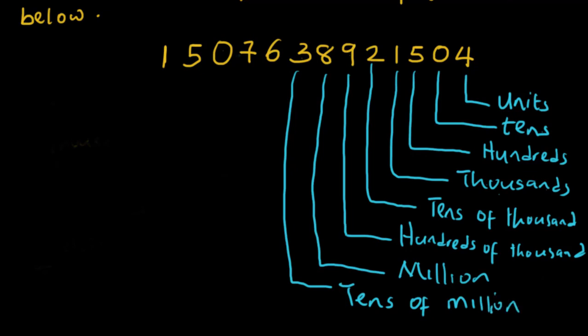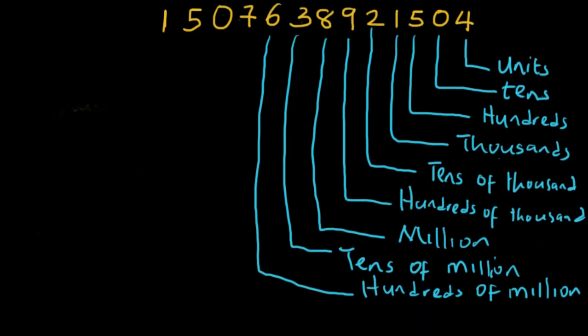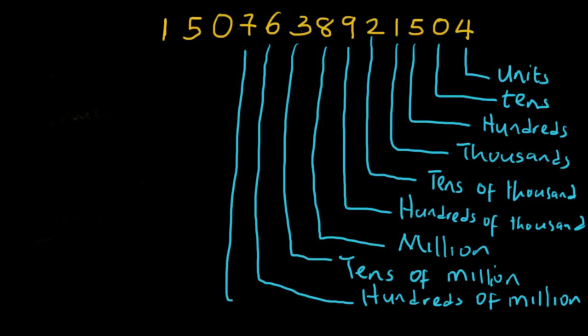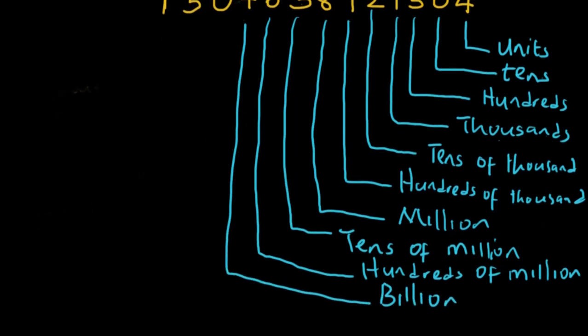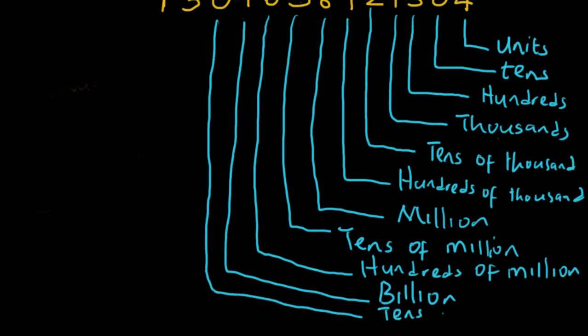Then followed by hundreds of million. So we have hundreds of million. Now after hundreds of million, the next would be billion. So we should have billion, then followed by tens of billion. So we have tens of billion.